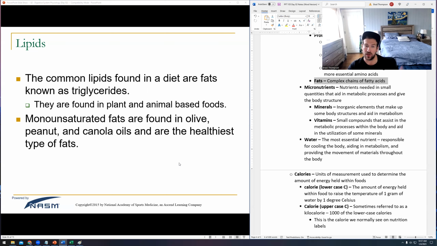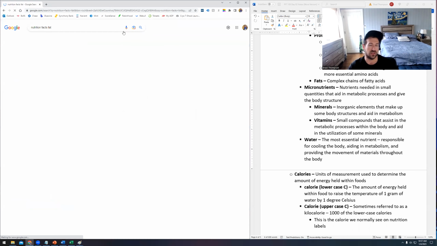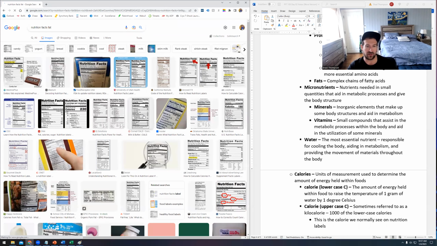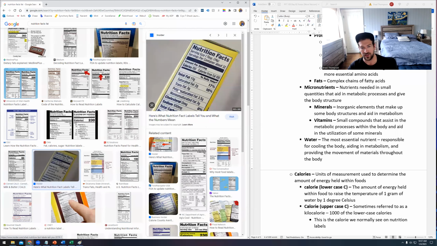Triglycerides are going to be what you're talking about when you're talking about your fats in your diet. So when you look at a nutrition label and you look at the fats on there, you'll see it's listed as either saturated or trans fats. And then there's actually a third category of unsaturated fats, which are more important. In a good nutrition label, you'll see all 4 of them, right?